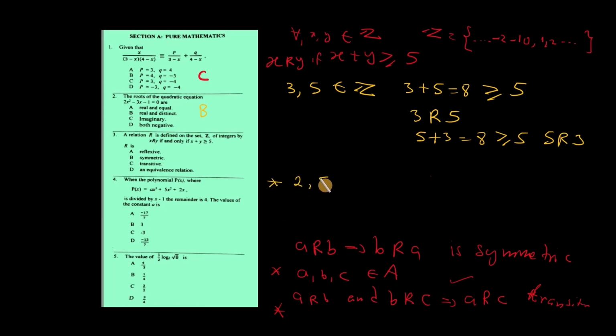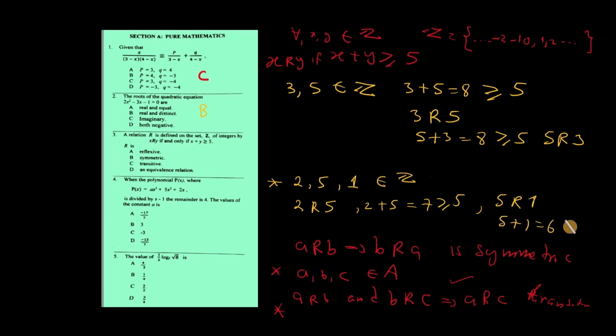2, 5, and 1 belong to the set of integers. 2 relates 5, since 2 plus 5 is equal to 7, which is greater than or equal to 5. 5 relates 1, since 5 plus 1 is equal to 6, which is greater than or equal to 5. From the transitive property, if a relates b and b relates c, then a must relate c. So since 2 relates 5 and 5 relates 1, it means 2 must relate 1.